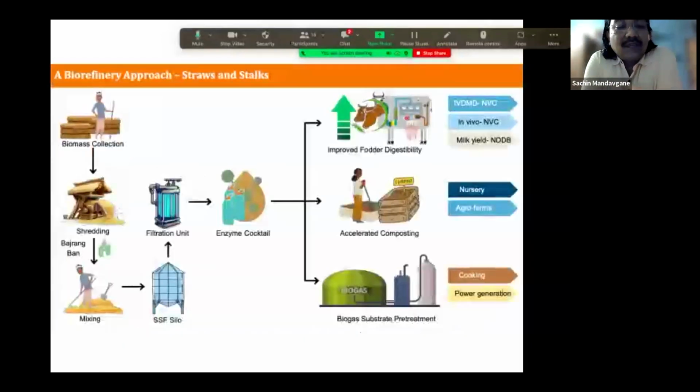Typically, in India, North India, Haryana, Punjab, West UP, you will find in newspapers in November, December, the issue of stubble burning. The same issue persists in other parts also, like in Nagpur, farmers burn cotton stalks. Then we have sugarcane trash. Typically, all these we call biomass having C/N ratio more than 50.